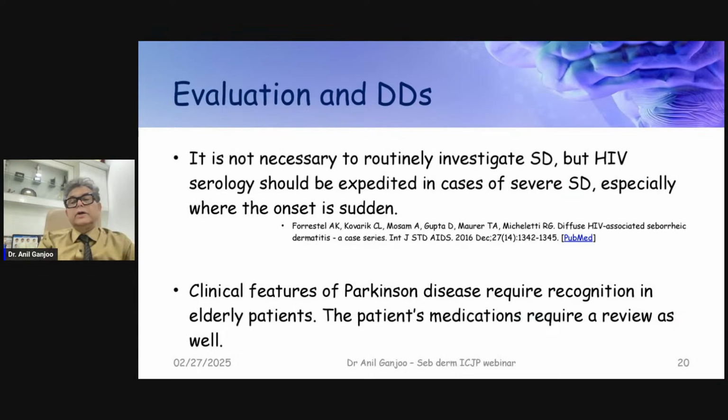And you don't need to really investigate these patients routinely, but as I told you, sometimes if somebody has a very severe disease, they can be associated with immunocompromise.